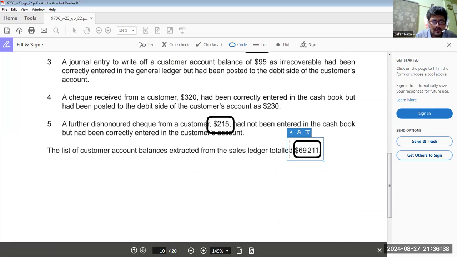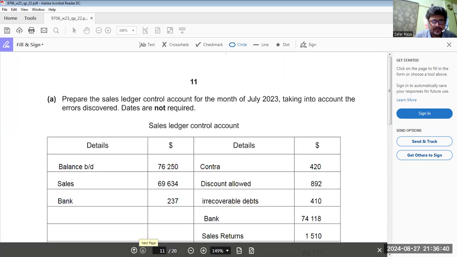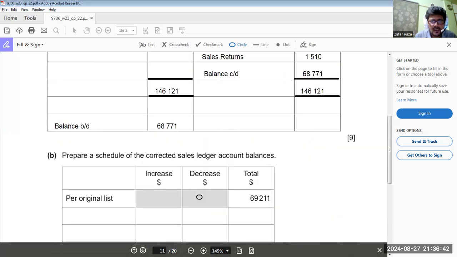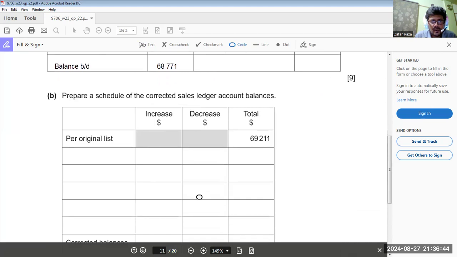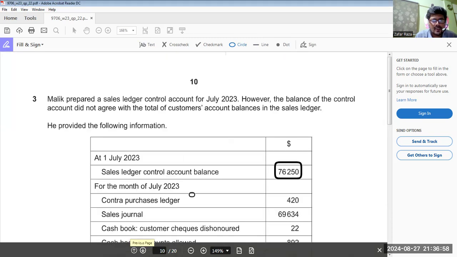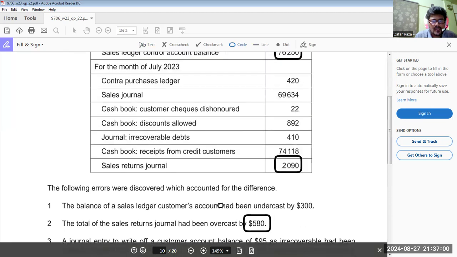So what we have to do next, see what they ask for. We have to report errors over here, which are going to affect. Okay. Now see. First, we have to find out which errors are going to affect.